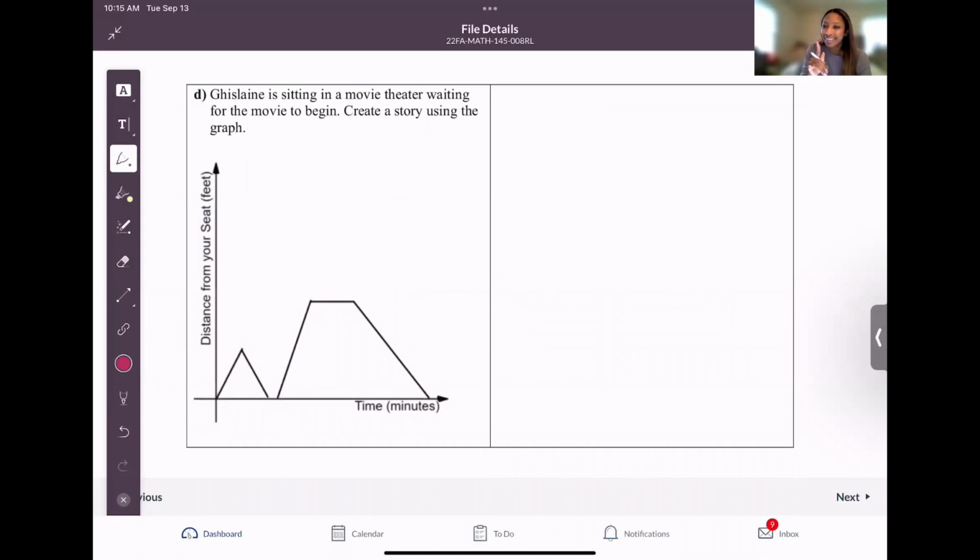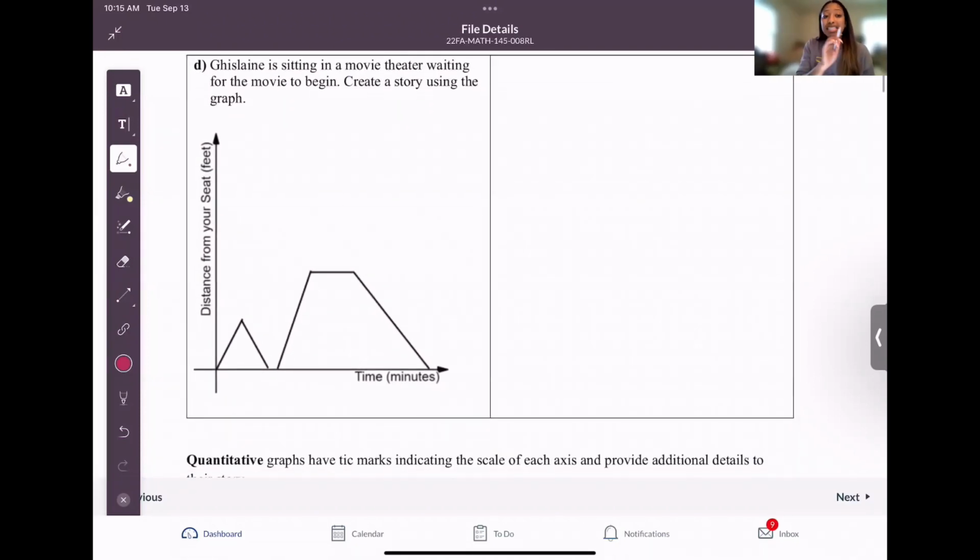Let's do part D. Okay, so then part D here, it says, is sitting in a movie theater waiting for a movie to begin. Create a story using the graph below. So I want you guys to take a moment to think about this. We're looking at the distance from your seat over time. So this is showing a few different line segments. A, B, C, D, E, F.